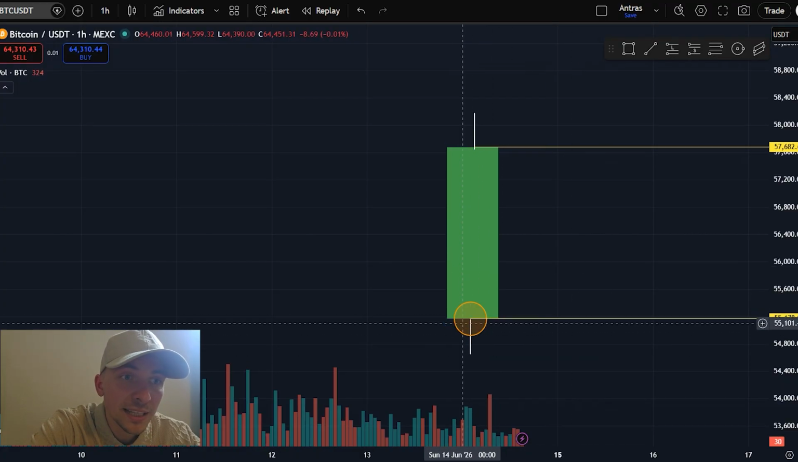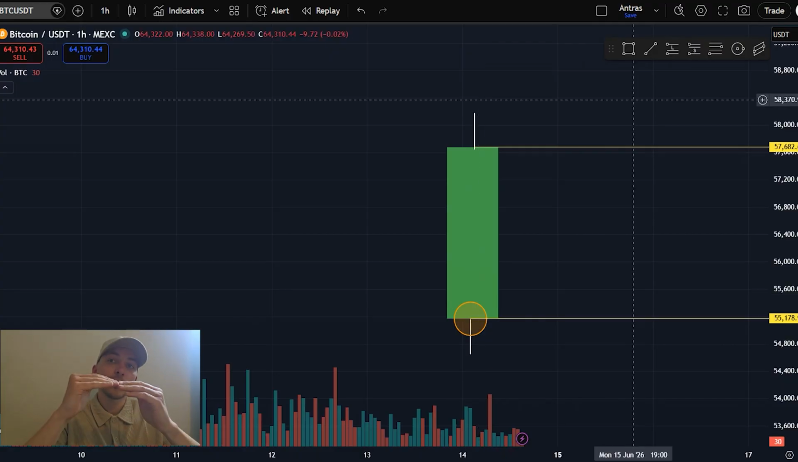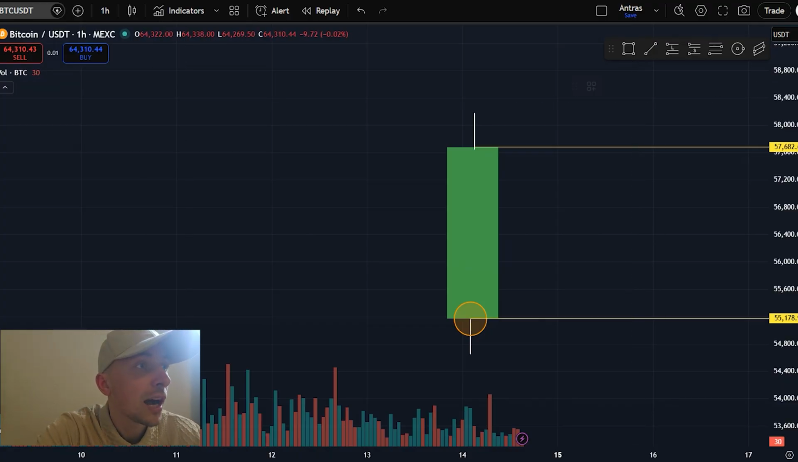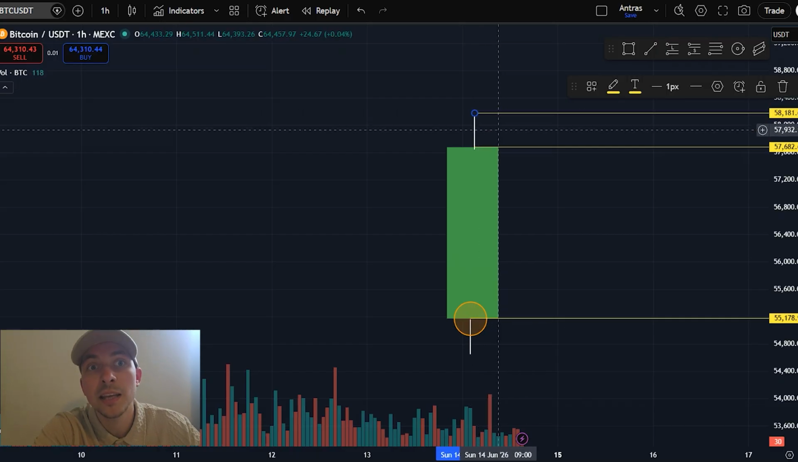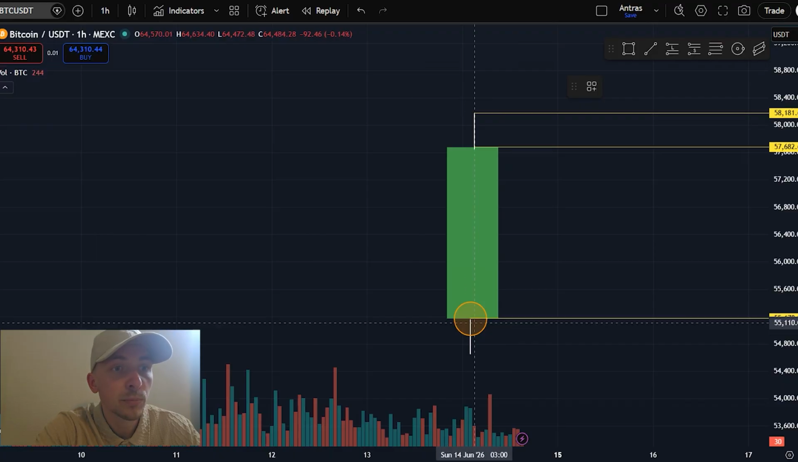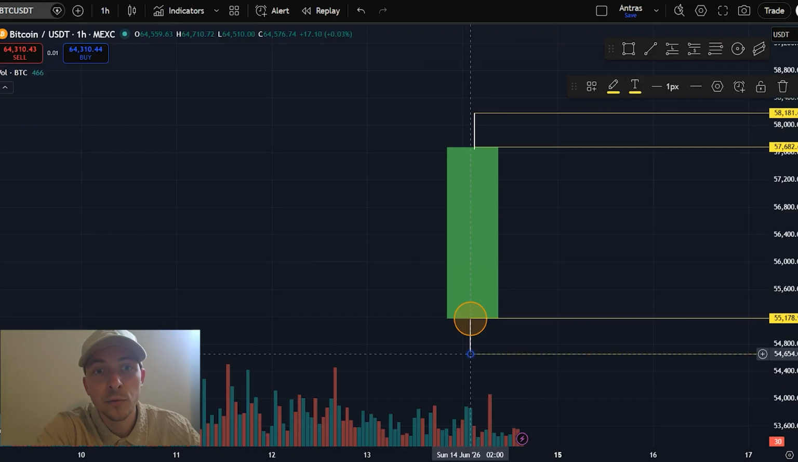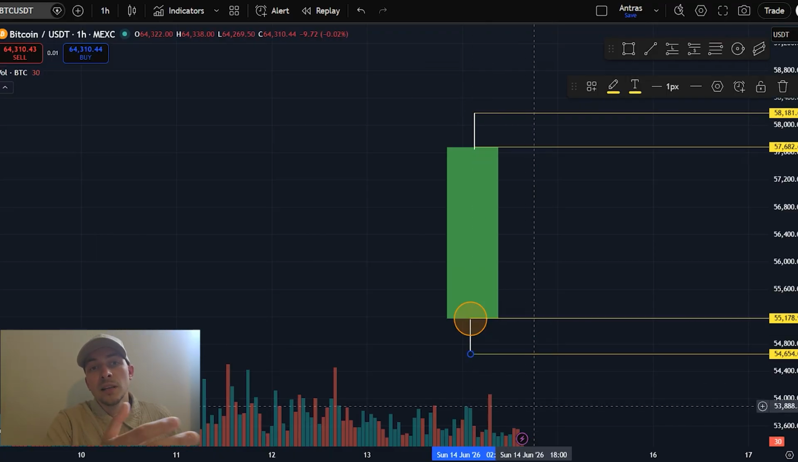What does a wick say? The wick says the price dropped to this level and went back, because we have an opening price and a close price. This is our candle, and the wicks show our highest price of that hour, which was 58,180, and our lowest price, 54,600 and something like that. But this is just 1 hour.